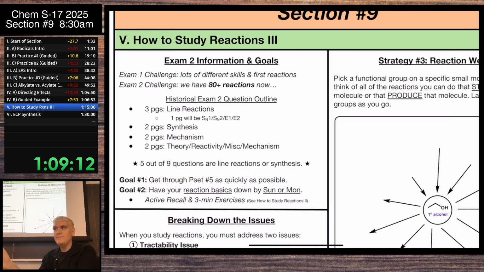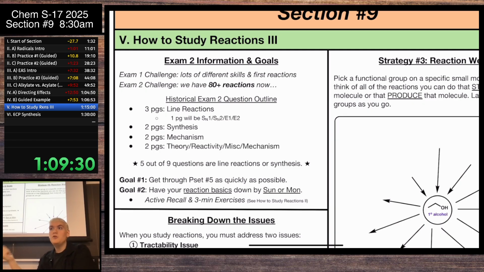With your studying right now, your first goal should be to get through PSET 5 as quick as possible so that you can focus on studying for the exam and getting all the reactions in. And then the second goal is to try to have all of the basics of the reactions, of being able to produce the mechanisms, the line reactions, and the reagents by like Sunday or Monday.